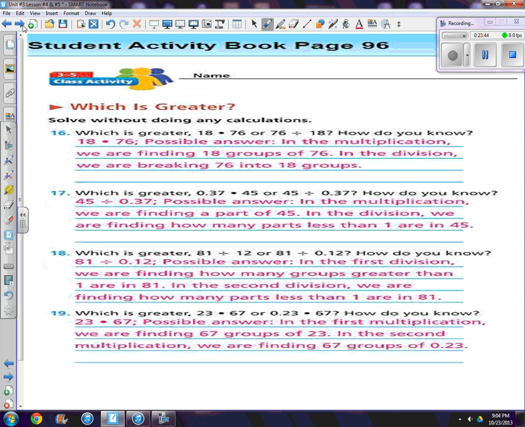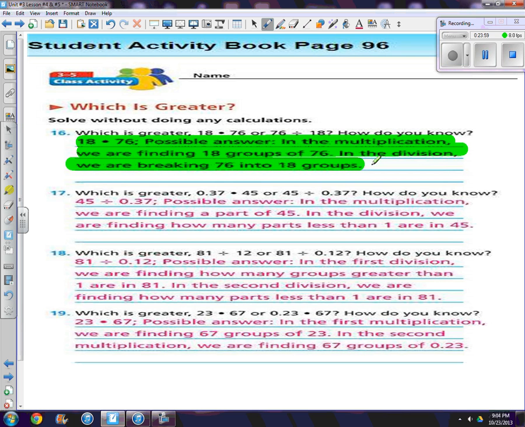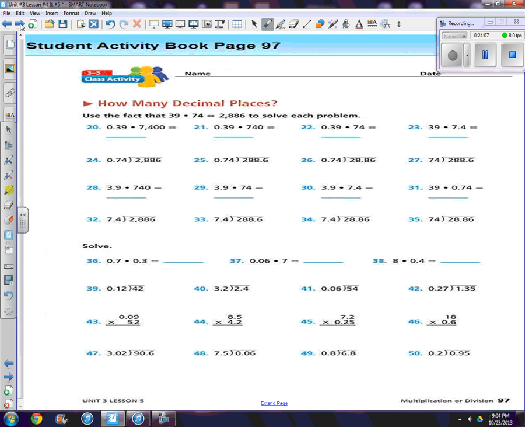So if you look at the answer here, it says 18 times 76. In multiplication, we are finding 18 groups of 76. In division, we are breaking 76 into 18 groups. So that's what they're wanting you to write down for number 16. Does that make sense? I hope so. All right, let's move on.